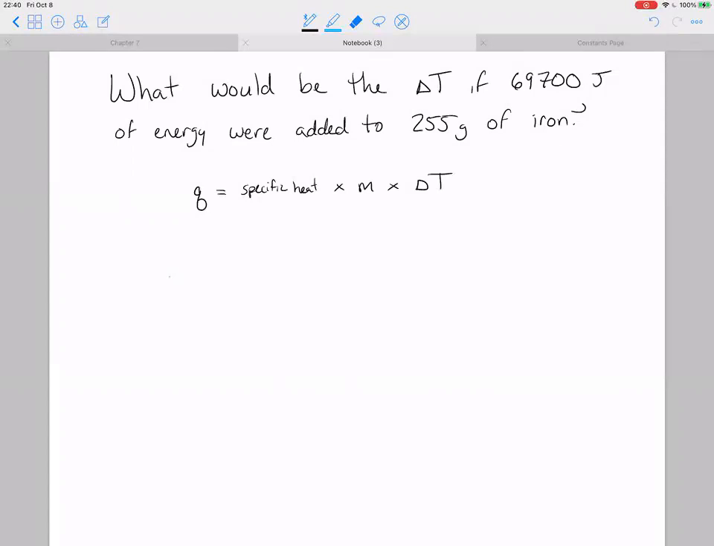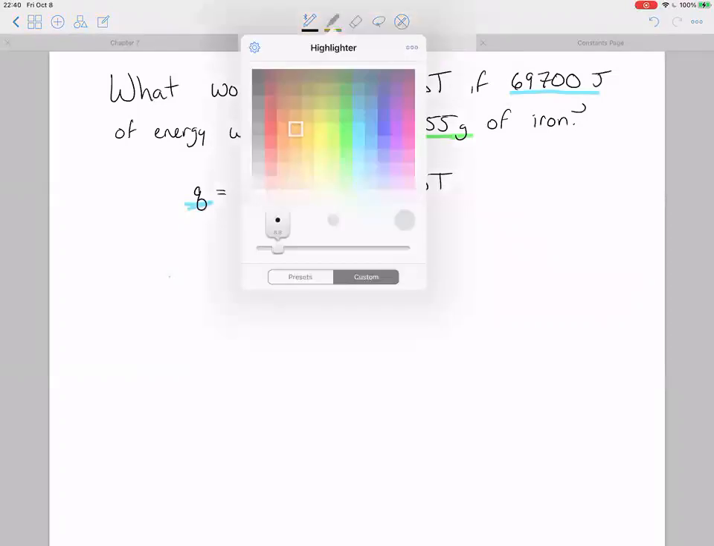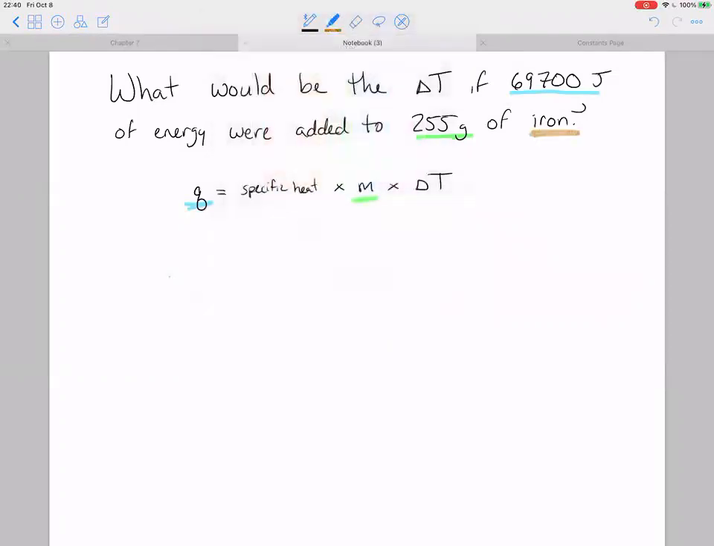Right, so the amount of energy that we're putting in is the same, and we have the mass. The difference is that now we have iron, and that's going to change our value for the specific heat. And notice that now the variable I'm solving for is going to be that delta T. So we can rearrange this equation here.